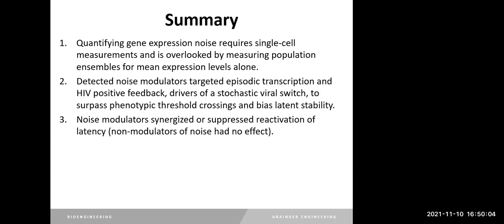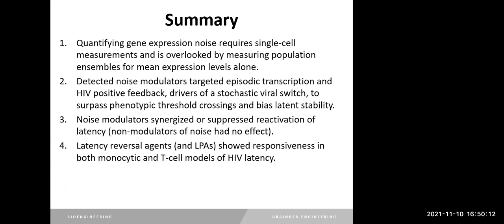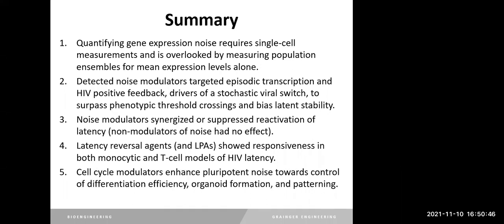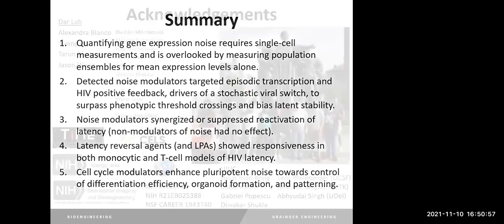I showed you that, I think, only in the second noise drug screen, but not in the first noise drug screen, but we have the data for that as well in that first noise drug screen. And then latency reversal agents and latency promoting agents showed responsiveness to both monocytic and T-cell models of HIV latency. So this has implications for potential future therapies and therapeutics with regards to the various anatomical reservoirs of HIV: HIV in the brain, HIV in the lymph tissue, and bone marrow, and in other reservoirs where HIV resides. And then finally, cell cycle modulators enhance pluripotent noise towards controlling differentiation efficiency, organoid formation, and patterning.